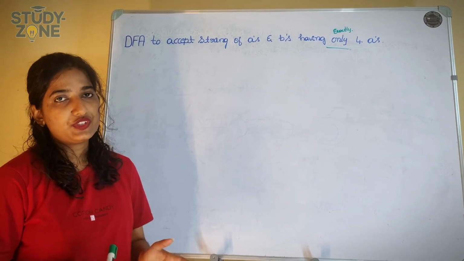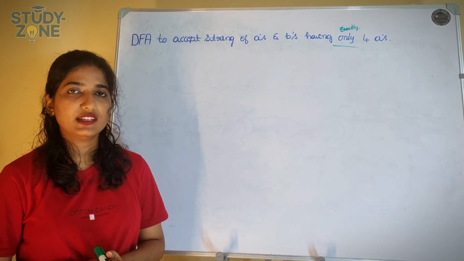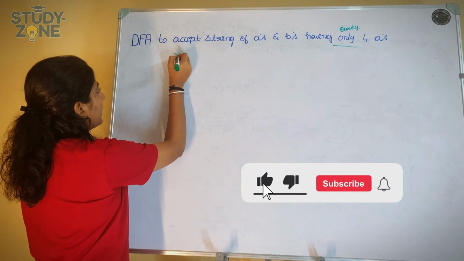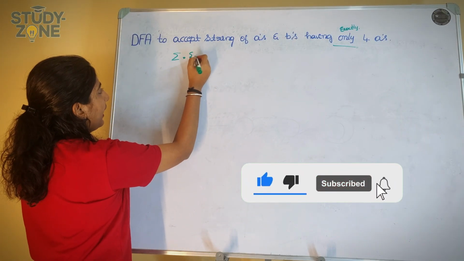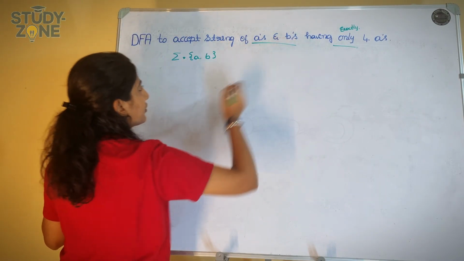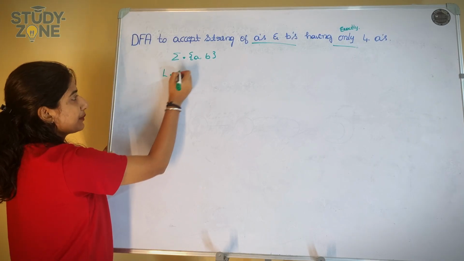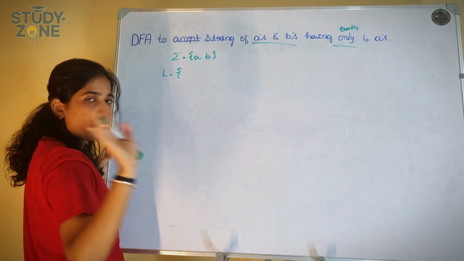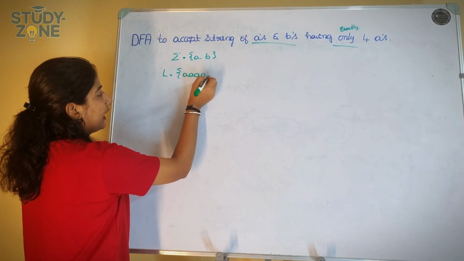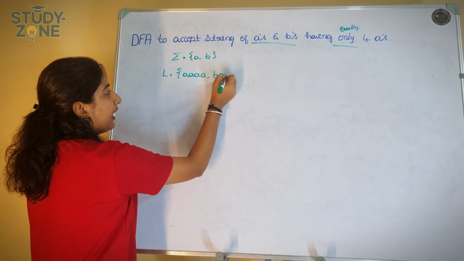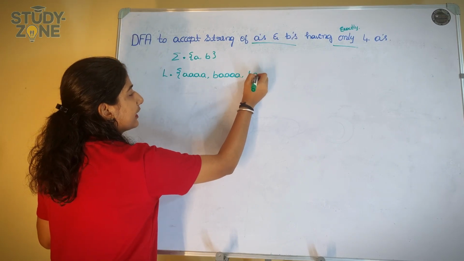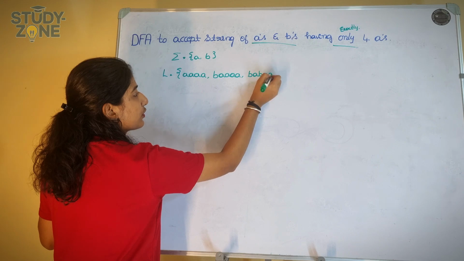So here, at first, what do we have to write? We have to write the alphabets and languages, right? So the alphabets are A and B, these two. And then the language: the main thing is we should have 4 A's, right? A A A A. Then we can have any number of B's. This one is also possible.